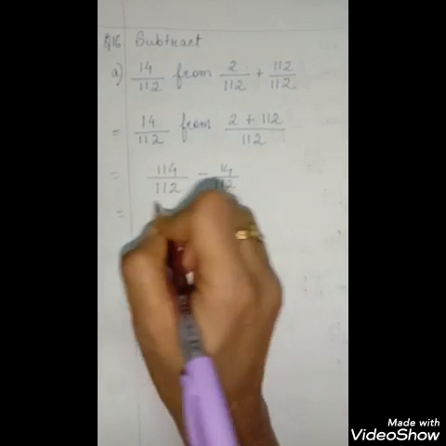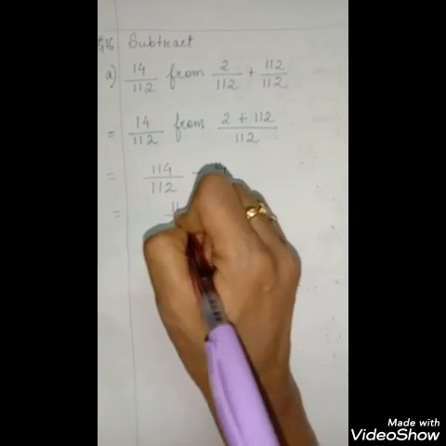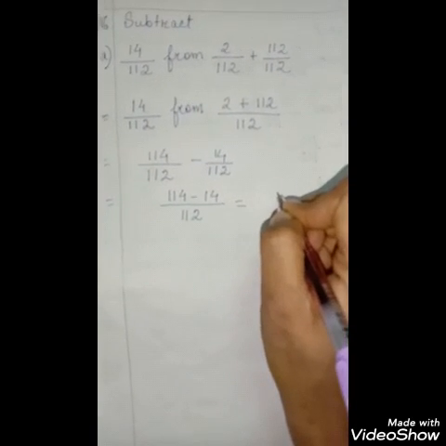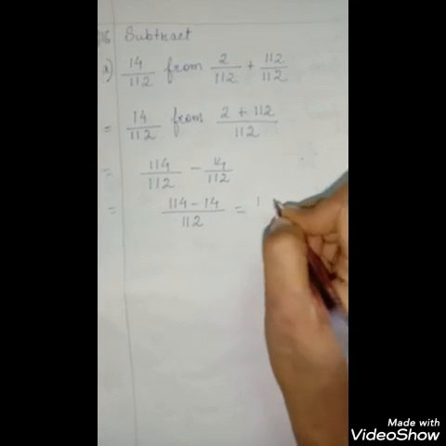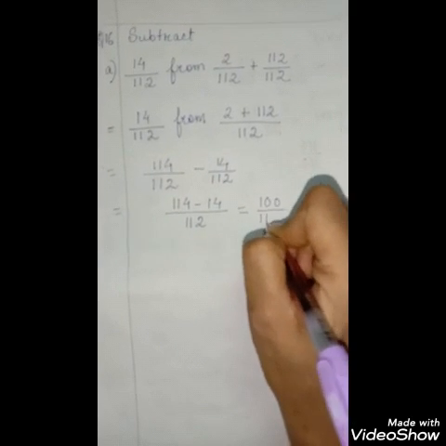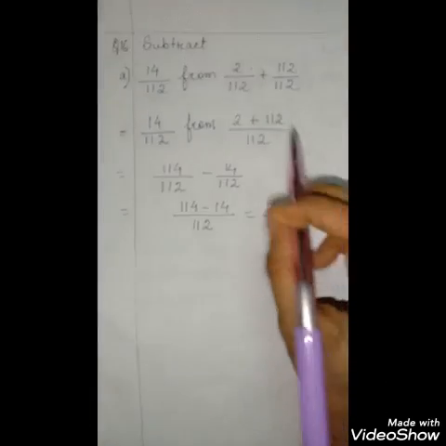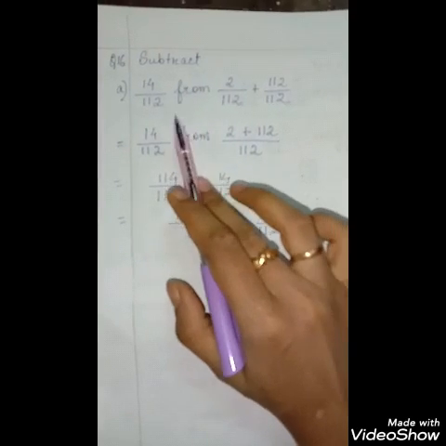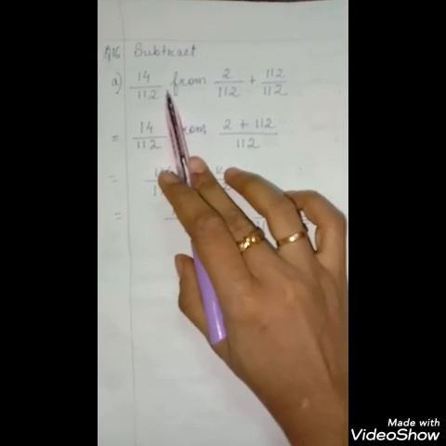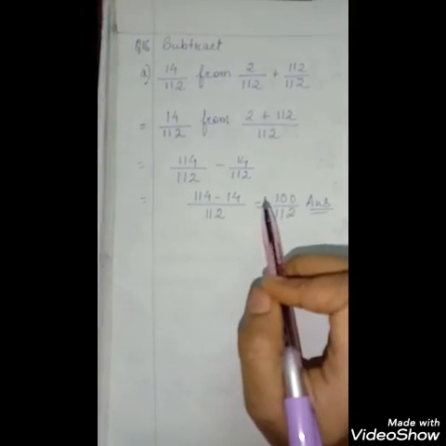As this is a like fraction, we will take 112 as the common denominator, and we are going to subtract the numerators. So 114 minus 14 comes how much, children? 114 minus 14 comes 100. So 100 by 112. This is the answer. Got it, children? So in this question, it is a mix of addition and subtraction. First we have to do addition, then we have to do subtraction. Alright, children? Clear?